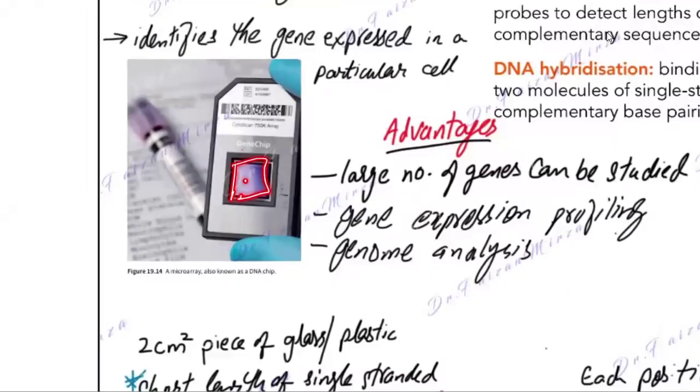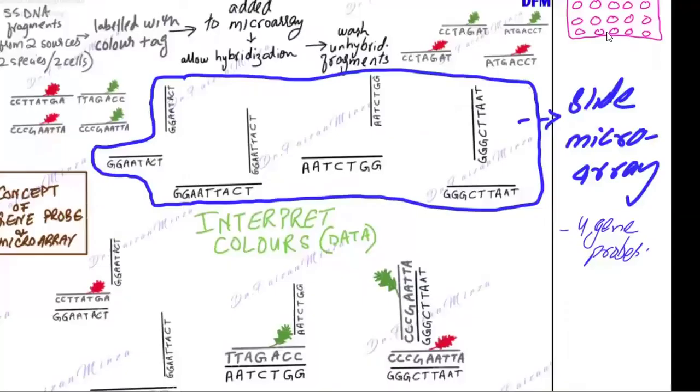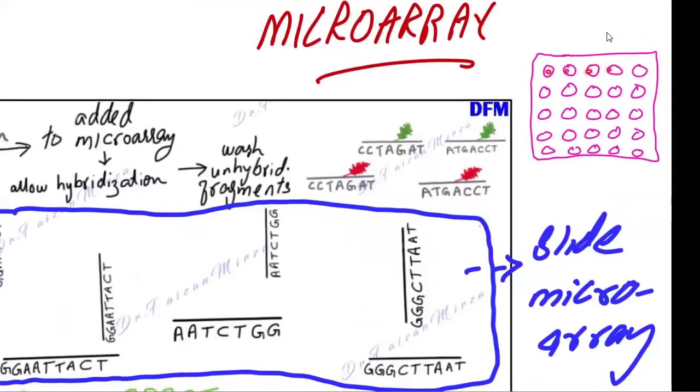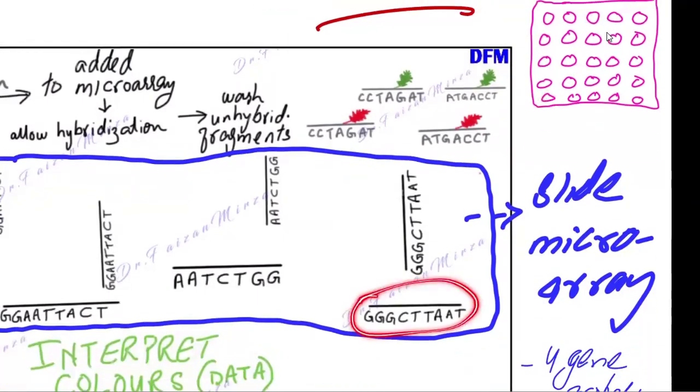I am just drawing this same thing here at the top to show how this gene chip actually works. The microarray has several spots. Every spot is a gene probe. This is a separate gene probe, the one below is a separate gene probe, and the one below it is a separate gene probe. So you have as good as 25 different gene probes present on this microarray, 5 by 5. What exactly is a gene probe? A gene probe is a single-stranded sequence of bases to which a single-stranded DNA molecule can come and attach.